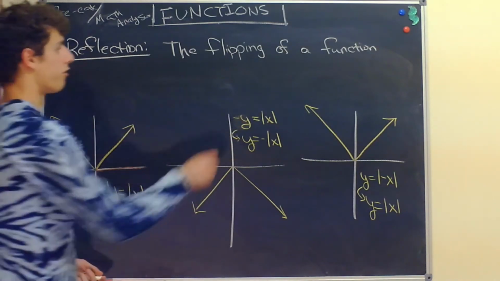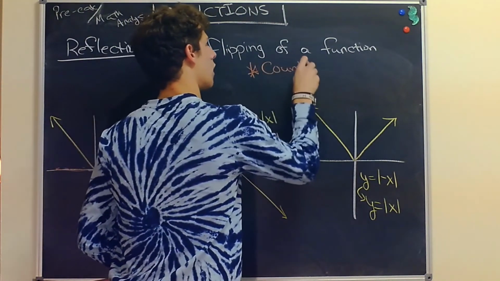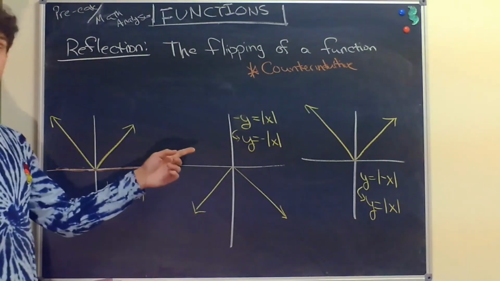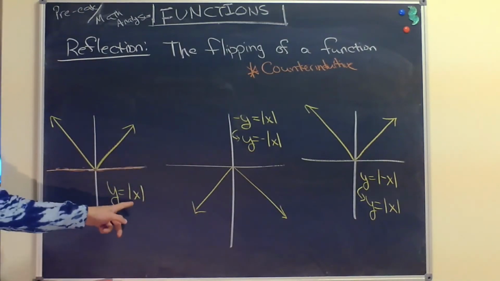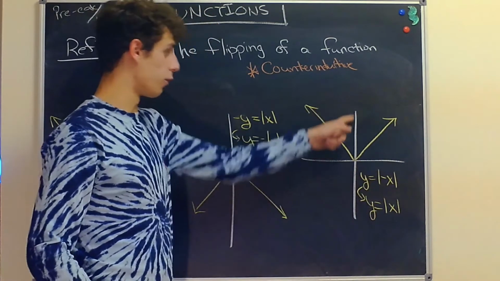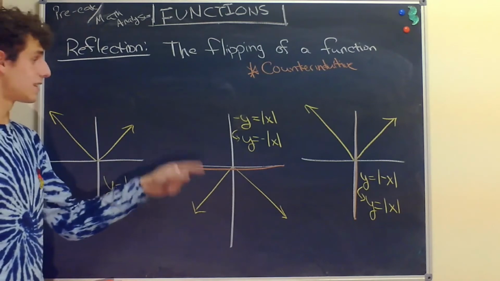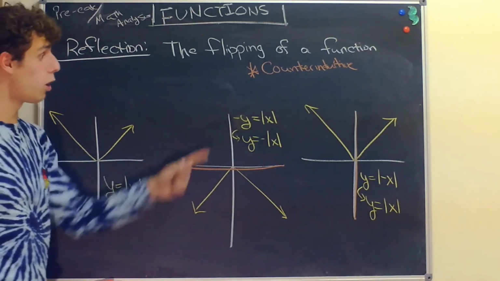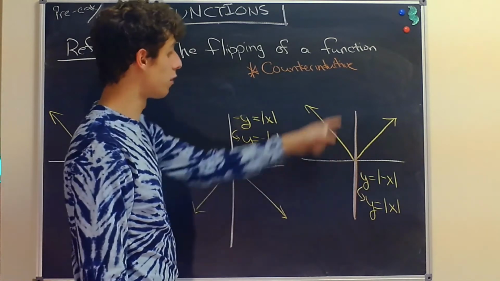So that means that reflections occur in the counterintuitive direction. So when you replace y with negative y, you flip over the x-axis. But when you replace x with negative x, you flip over the y-axis. Okay, so in this picture, I flipped over the x-axis by replacing y with negative y. And in this picture, I've replaced x with negative x, and I flipped over the y-axis.